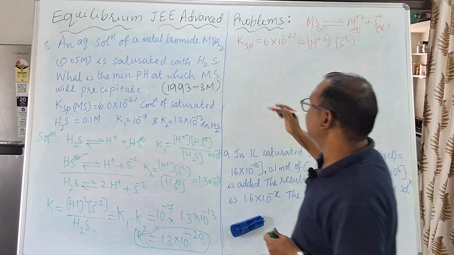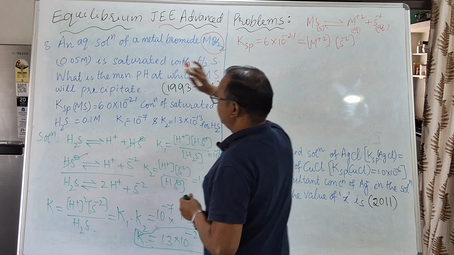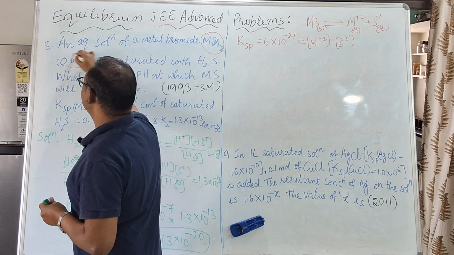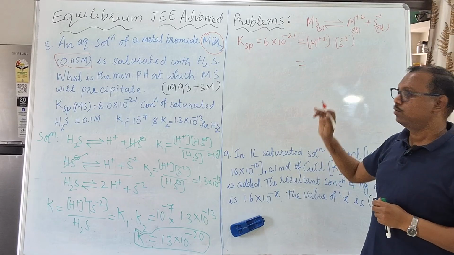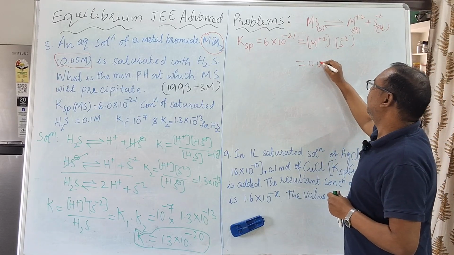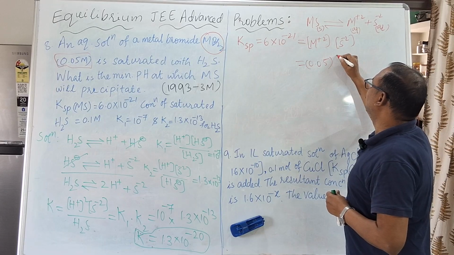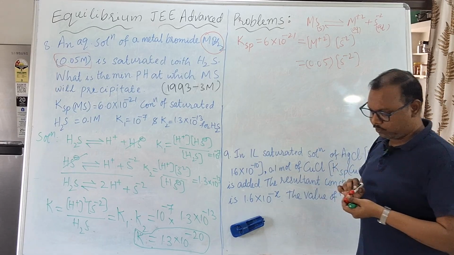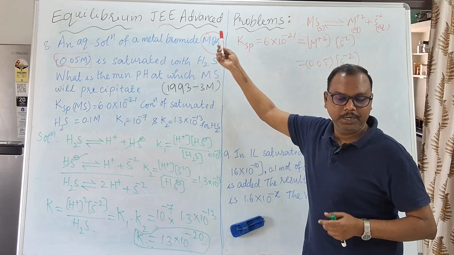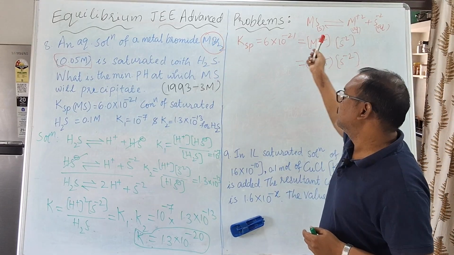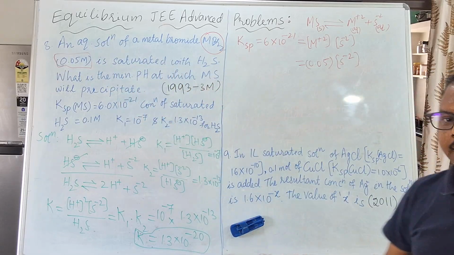But the M plus 2 concentration from the metal bromide is given as 0.05. You just substitute the value: 0.05 into S minus 2. We don't know the concentration of S minus 2, but we know the metal M plus 2 concentration from the metal bromide is 0.05. Is that clear?